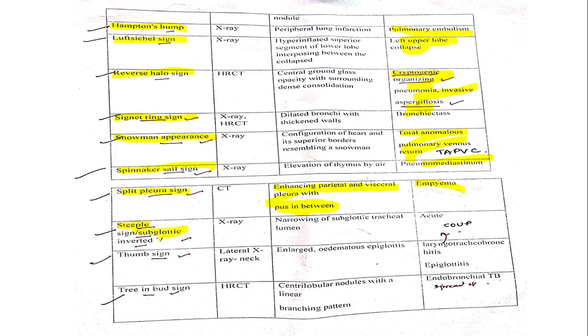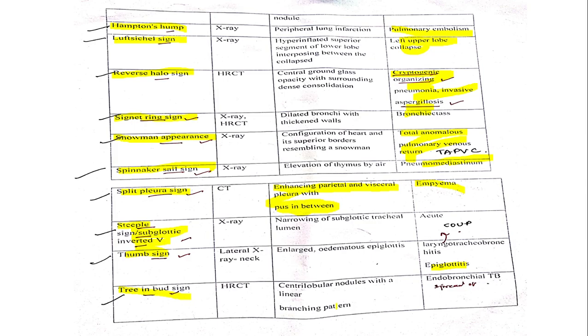Steeple sign and subglottic inverted V sign on X-ray are seen in acute laryngotracheobronchitis, also known as croup. It is due to narrowing of the subglottic tracheal lumen. Thumb sign on lateral X-ray neck is seen in epiglottitis. It is due to enlarged edematous epiglottis.